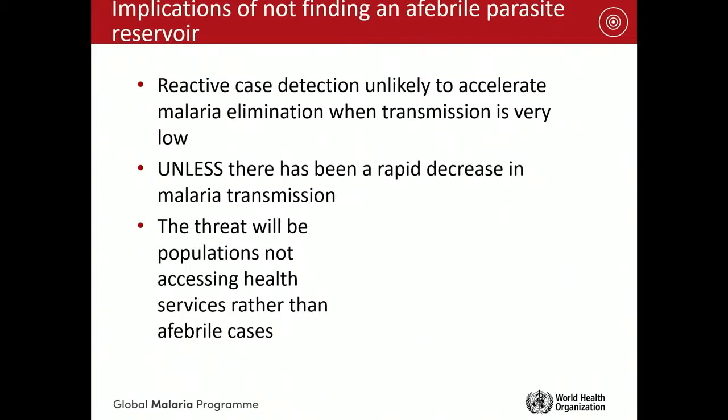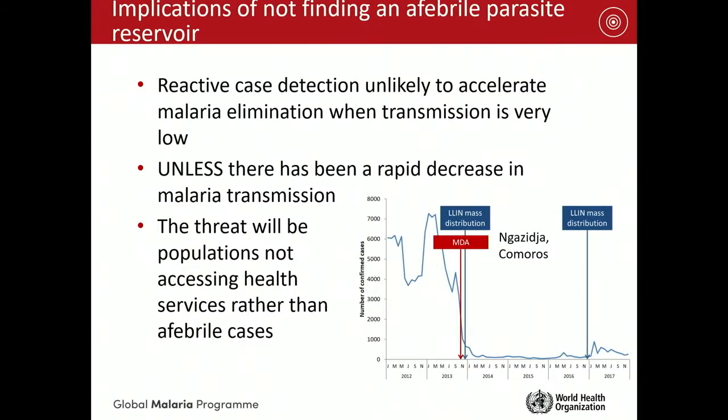Well, first of all, when transmission is already very low and has been for a while, reactive case detection is unlikely to accelerate malaria elimination, unless there has been a rapid decrease in malaria transmission. So for example, here is Ngazija Island on Comoros, their big island, which had an MDA campaign at the end of 2013, along with a mass distribution of LLINs. And they had a remarkable decline in transmission, from 55,000 cases in 2013 to around 22,000 cases in 2014.